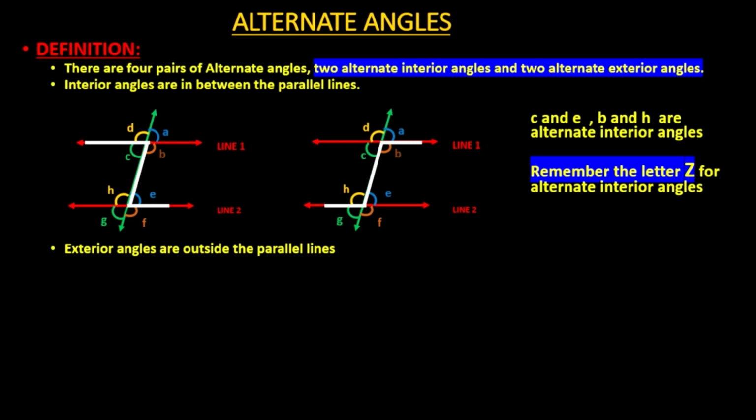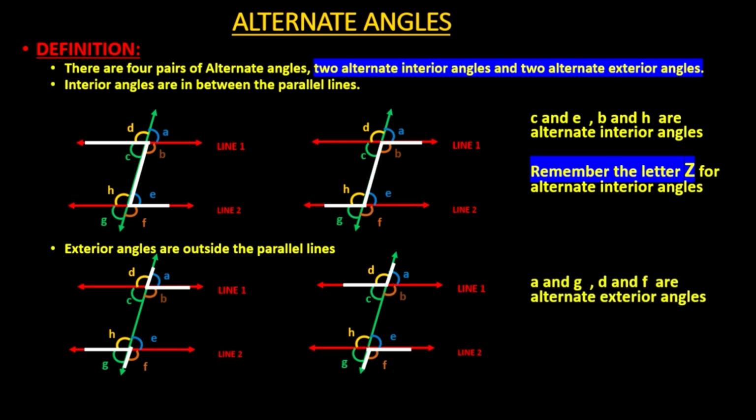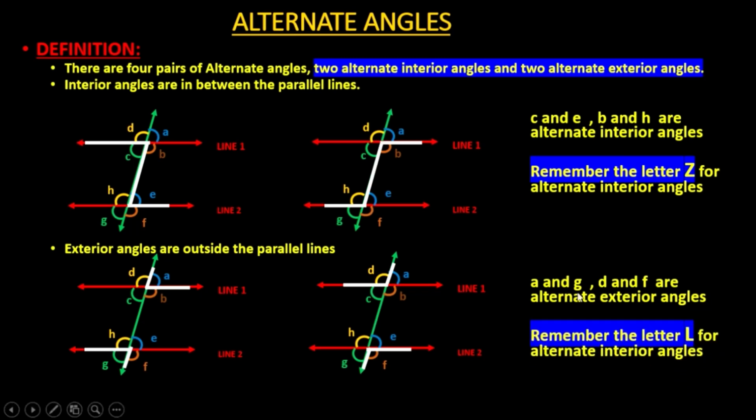Now move on to alternate exterior angles. As per the definition, the angles are outside the parallel lines. Here, A and G form alternate exterior angles. Another example, angle D and angle F form alternate exterior angles. Here, you must remember the letter L for alternate exterior angles. Alternate angles are equal.